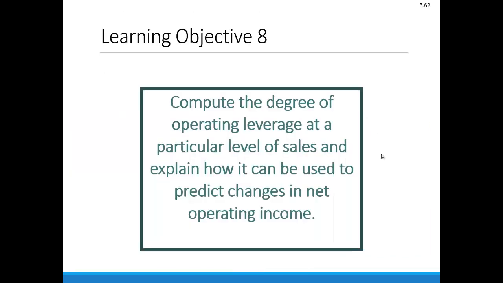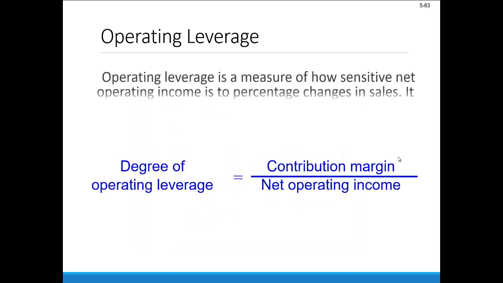So that sets up nicely here learning objective 8. We're going to compute the degree of operating leverage at a particular level of sales and explain how it can be used to predict changes in net income. We'll also talk about what it means in terms of risk.